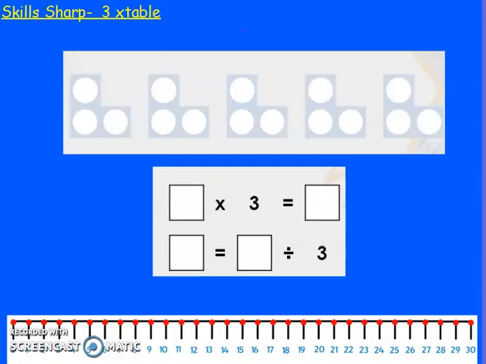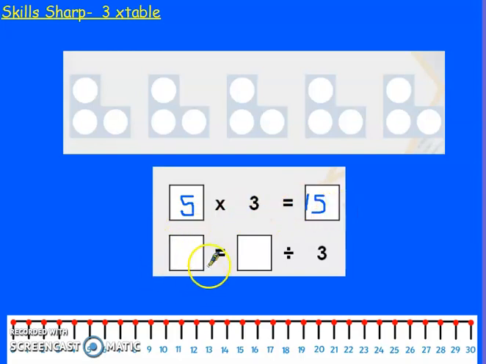Let's move on. Skills Shop this morning is asking us to look at some representations and fill in these calculations. How many 3s have we got? Let's count them. 1, 2, 3, 4, 5. We've got 5 groups of 3. How many 3s is that? Let's count in 3s. 3, 6, 9, 12, 15. The representation shows us that 5 times 3 equals 15.